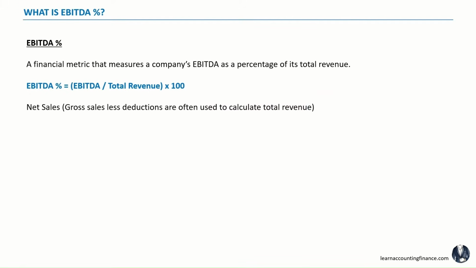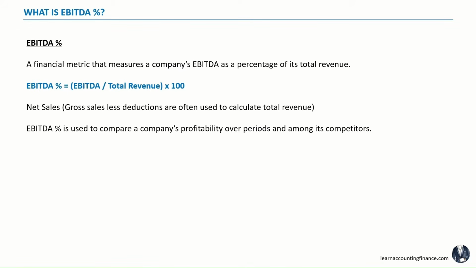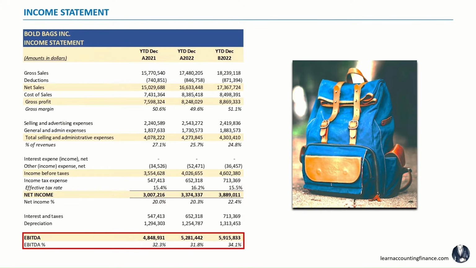Total revenue is often indicated by gross sales less any sales deductions. EBITDA percent or EBITDA margin is used to compare a company's profitability over periods and among its competitors. It's similar to gross margin or gross profit percent, except that in gross margin you have gross profit divided by total revenue. In case of EBITDA percent, it's the EBITDA divided by total revenue. In the income statement, the EBITDA percentage would be reflected like this.